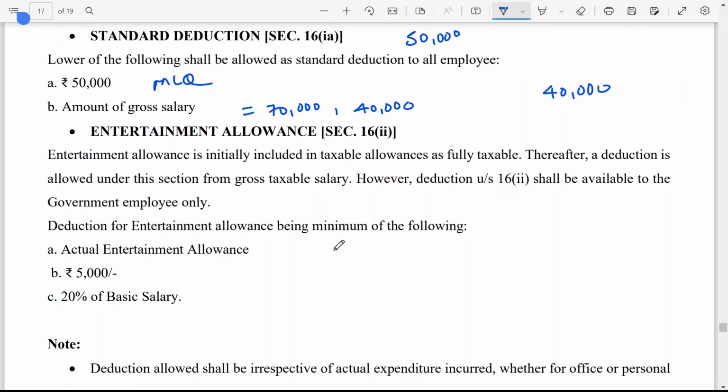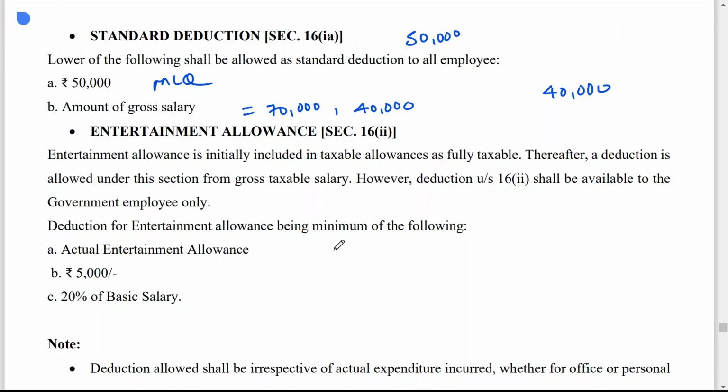Entertainment allowance, section 16 subsection 2. Entertainment allowance is initially included in taxable allowances as fully taxable. Thereafter a deduction is allowed under this section from gross taxable salary. However, the deduction under section 16 subsection 2 shall be available to the government employee only. So the deduction of entertainment allowance is allowed only to a government employee. The deduction is the minimum of the following: actual entertainment allowance received, 5,000, and 20% of basic salary. So from these three values, whichever is the lowest value, you have to deduct.